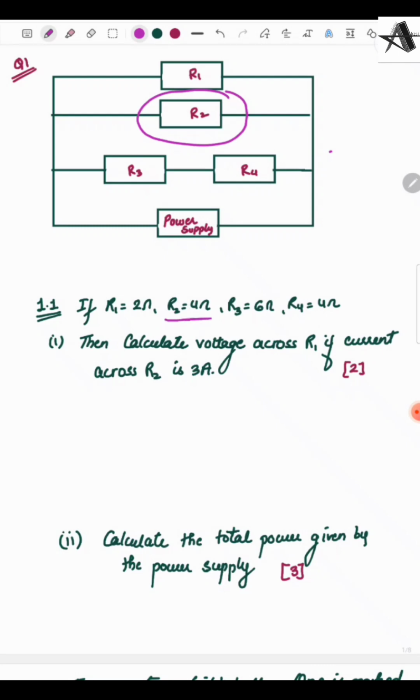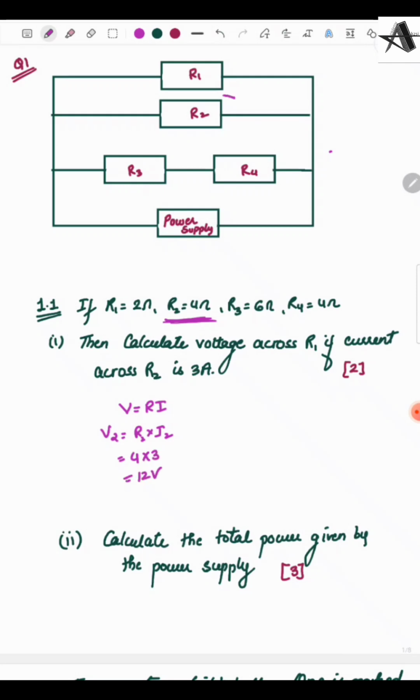We know the resistance of R2, plus we know the current across R2. So V is equal to IR. Two things I know, that means I can calculate the third one, which is voltage. So I can calculate the voltage across resistance 2. It's R2 times I2. Resistance 2 is 4 and I2 is 3 amps, so 4 times 3, the answer is 12 volts.